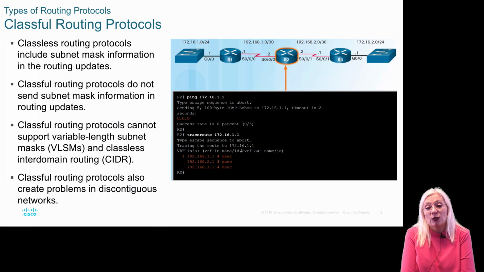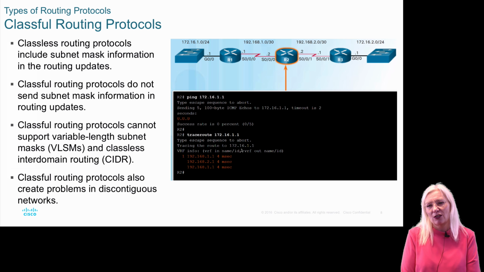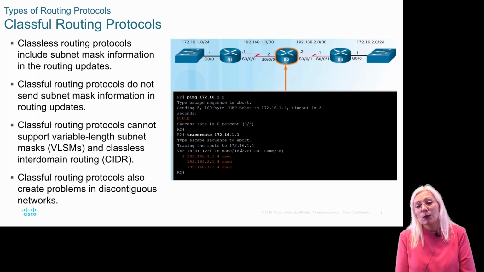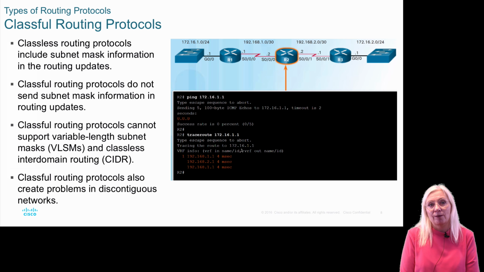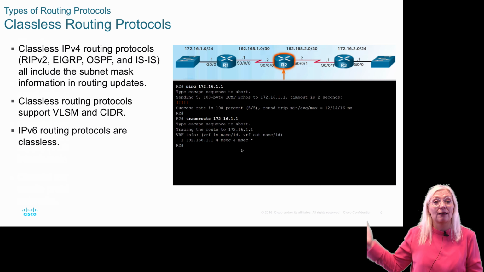There is also a difference between classful and classless routing protocols. The classful routing protocols are where we do not include the subnet mask. So basically, the classful routing protocols do not know anything about subnetting. Specifically, if we are using a variable length subnet mask, this will not be supported by a classful routing protocol. They also have problems with discontiguous networks because they do not include the subnet mask in their updates.